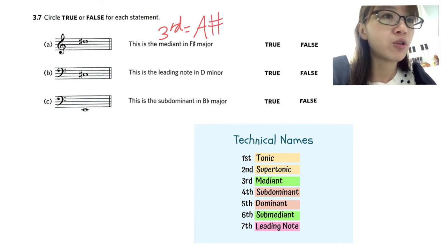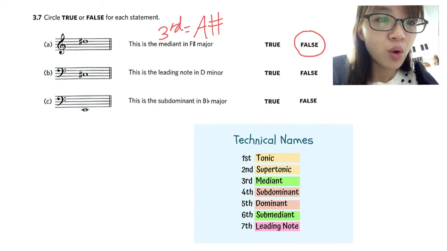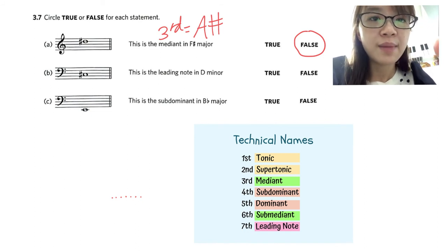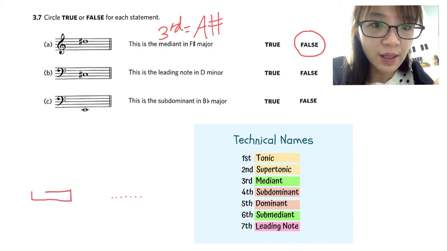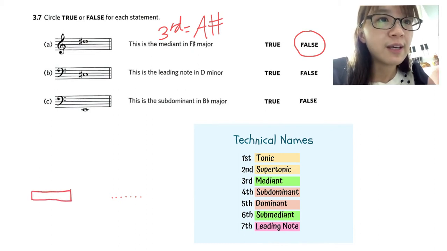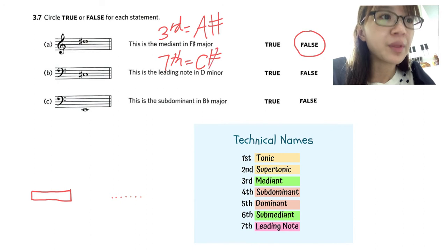So it's false. D minor, the seventh note, 1, 2, 3, 4, 5, 6, 7, is the C note. Yes, D minor, you have a C note. And for the seventh note of it, you need to put the sharp because it's the harmonic. That's true.